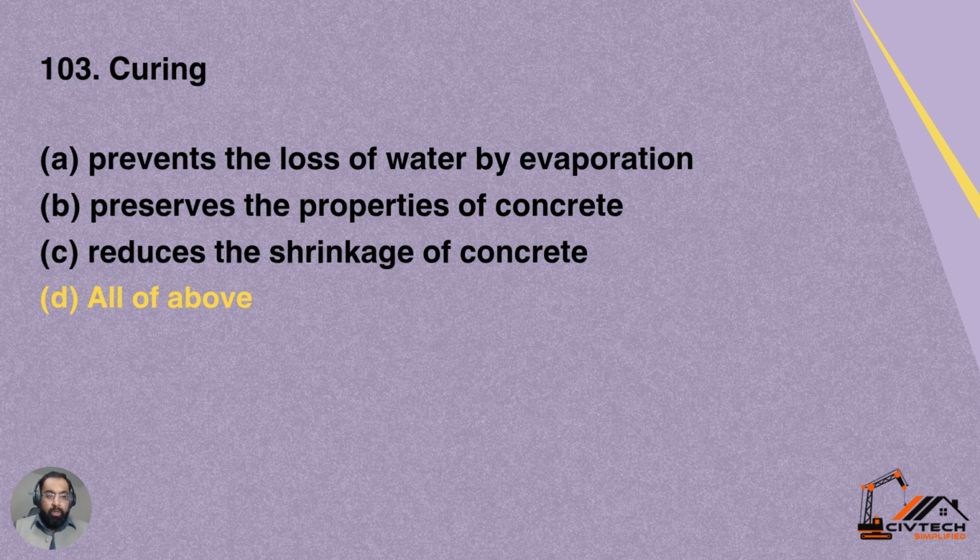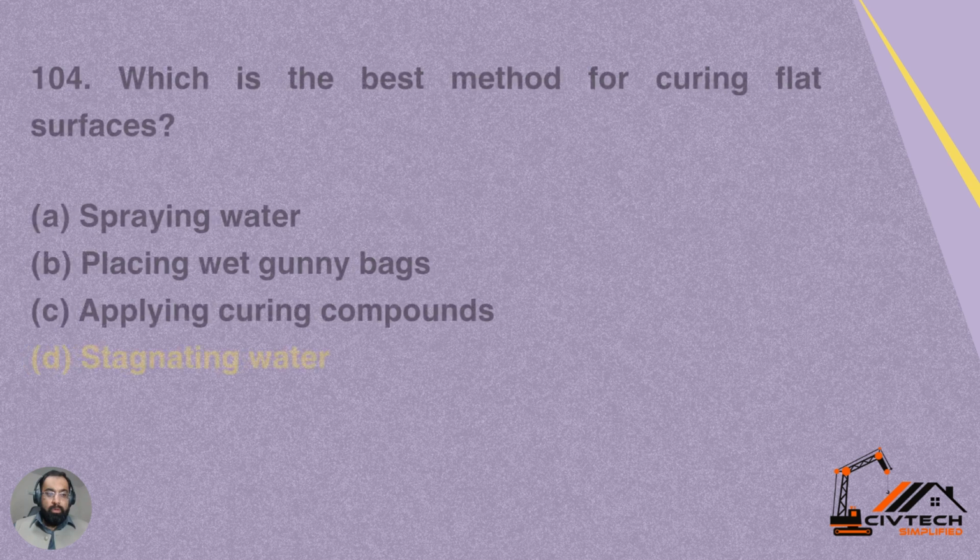So under curing, we prevent the loss of water through evaporation. We preserve the properties of concrete as well as we reduce the shrinkage of concrete. So all these options are correct. So option D, which is all of the above, is a correct option for this question.